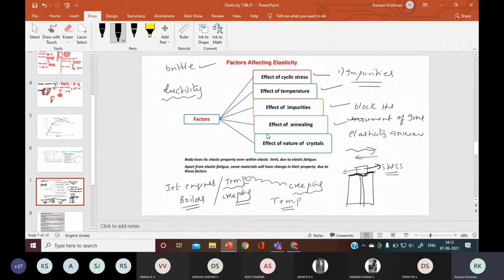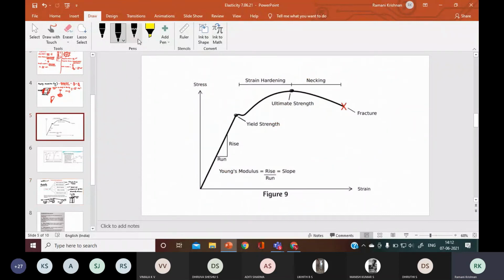In this diagram also, if you see, what will happen? If the wire is ductile, this portion will be more. It will take a long time. If it is brittle, from the yield point to the fracture point it will be very less. It will break because it is brittle. It will not have a larger area.